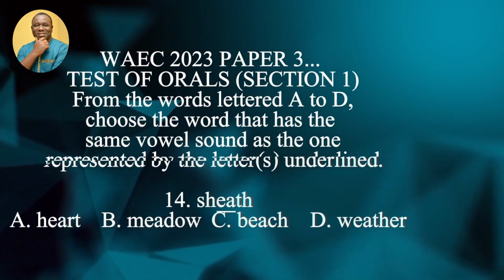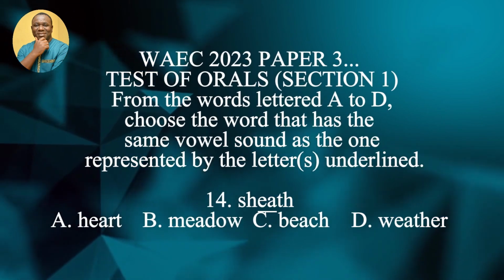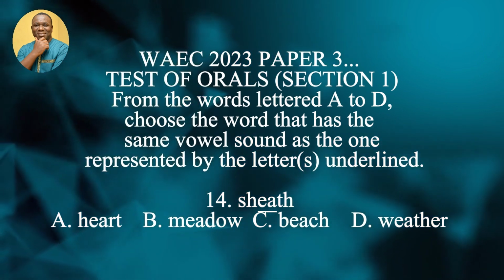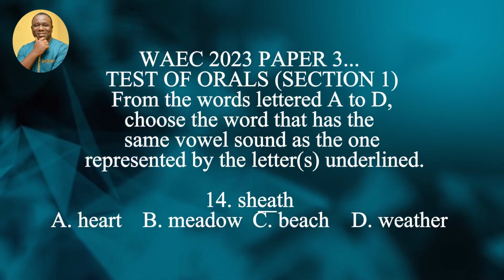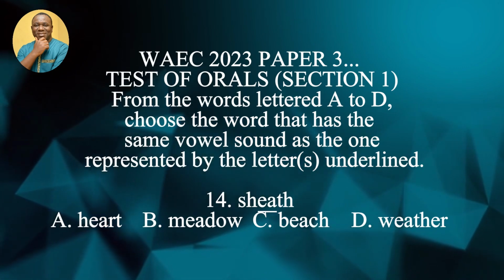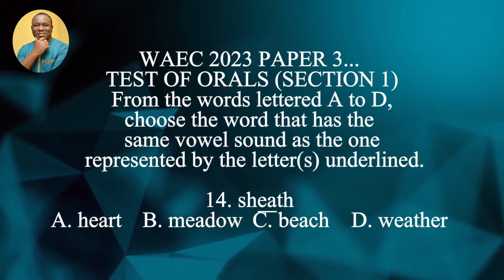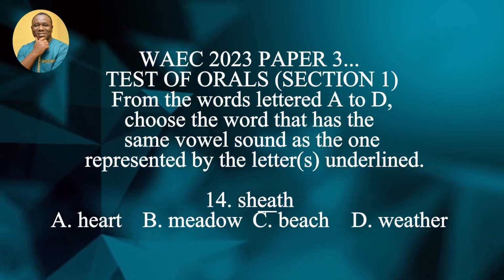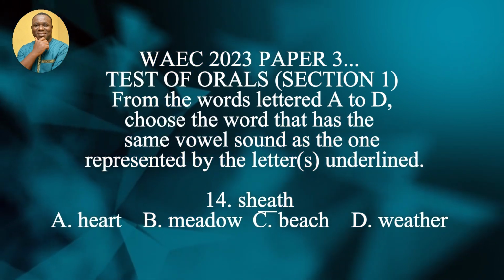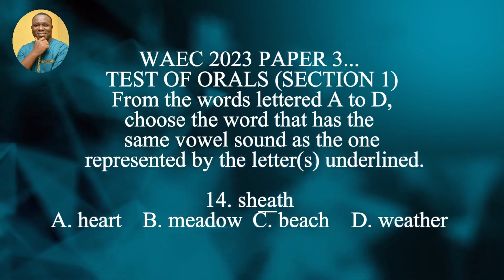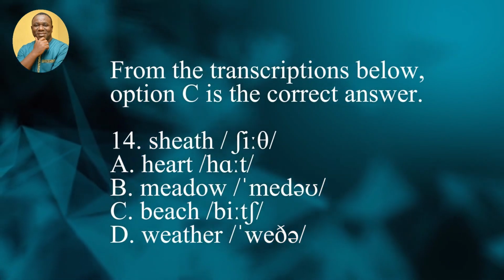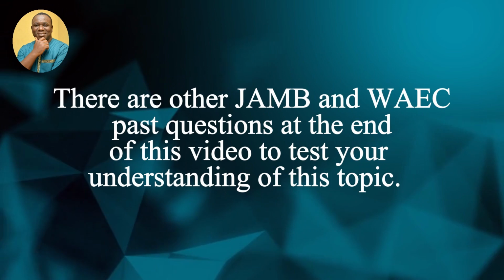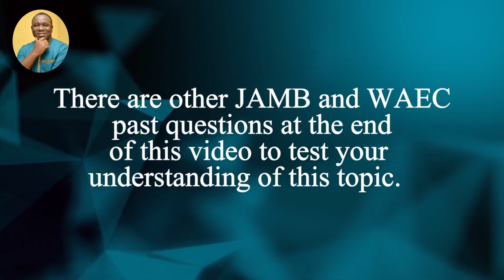Let's look at our second question. This is SSCE 2023. And the instruction is, from the words lettered A to D, choose the word that has the same vowel sound as the one represented by the letters underlined. Sheath. And the options are heart, meadow, beach, weather. From the transcriptions below, option C is the correct answer. There are other UTME and SSCE past questions at the end of this video to test your understanding of this topic.